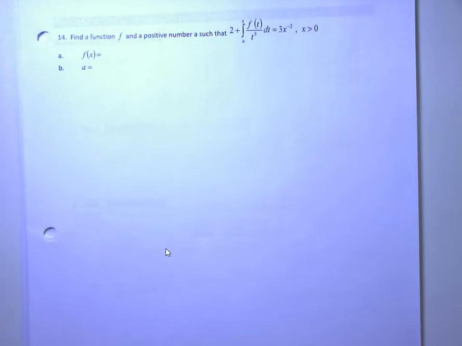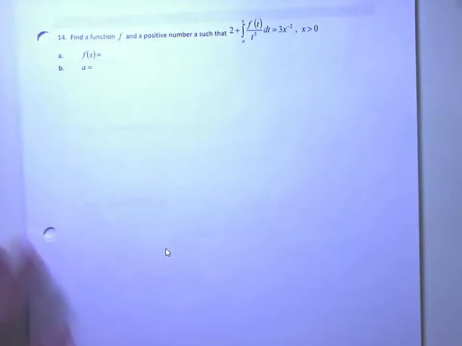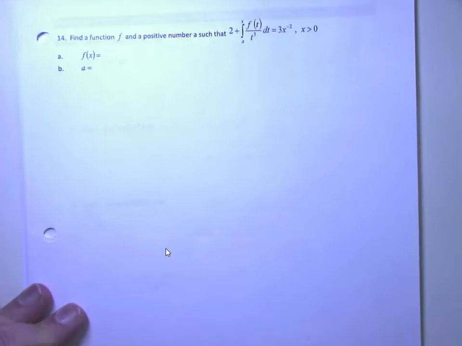It says this: find a function f and a positive number a such that 2 plus the integral from a to x of f of t over t to the fifth dt is equal to 3x to the negative 2, where x is greater than 0. In this problem we're supposed to find f of x and what a is equal to.